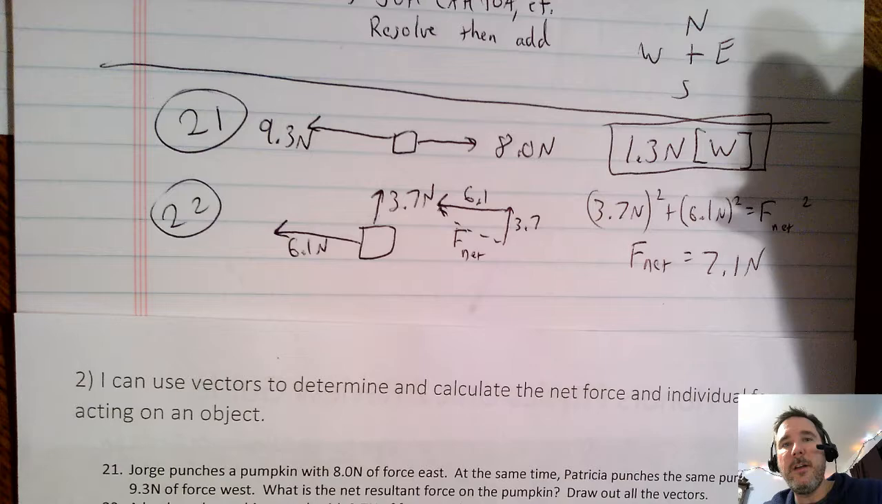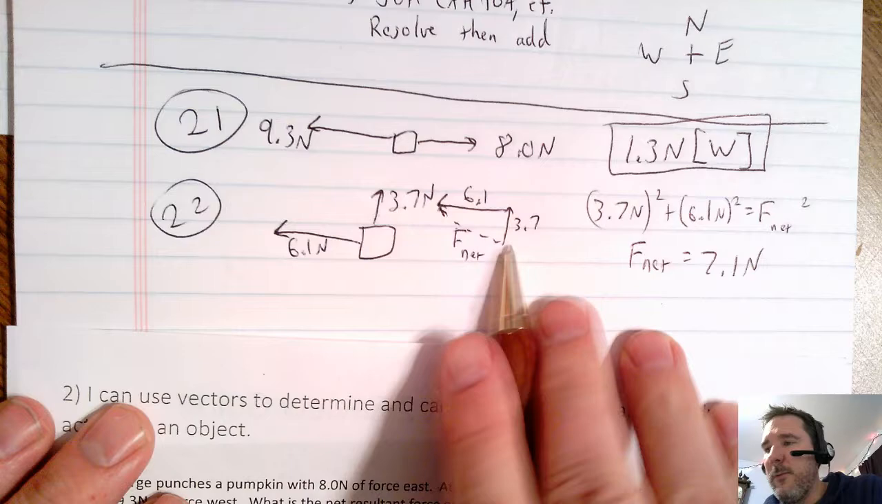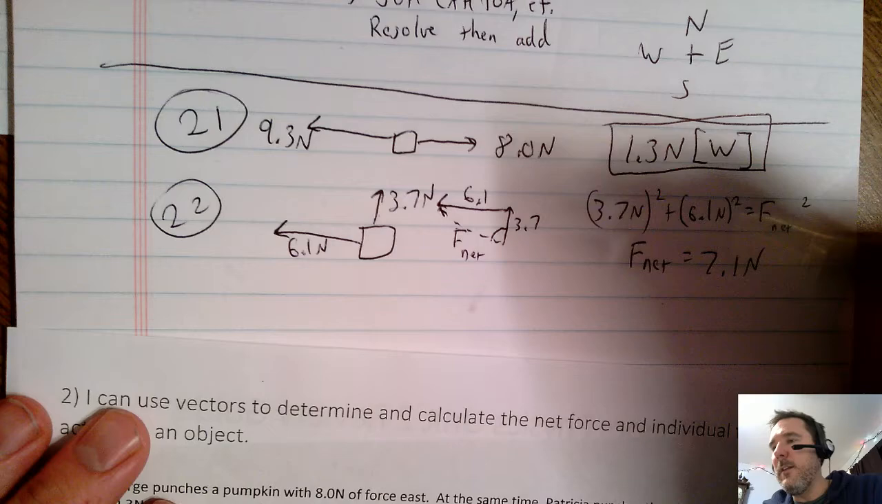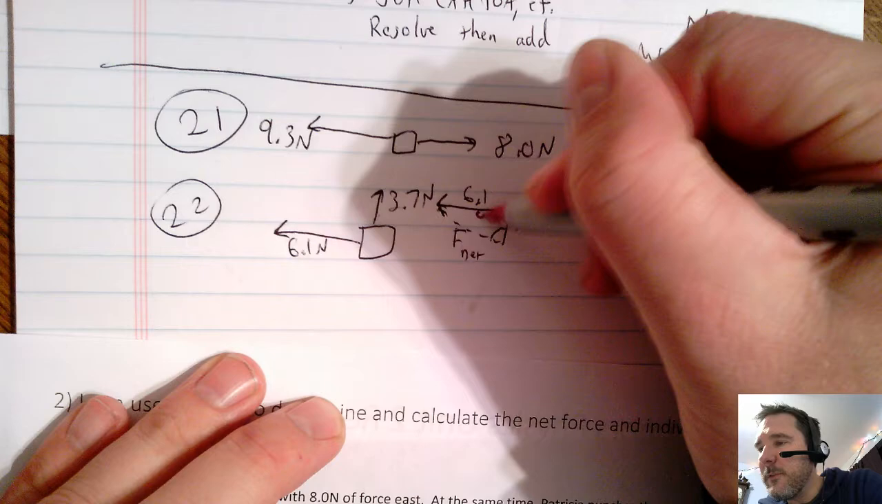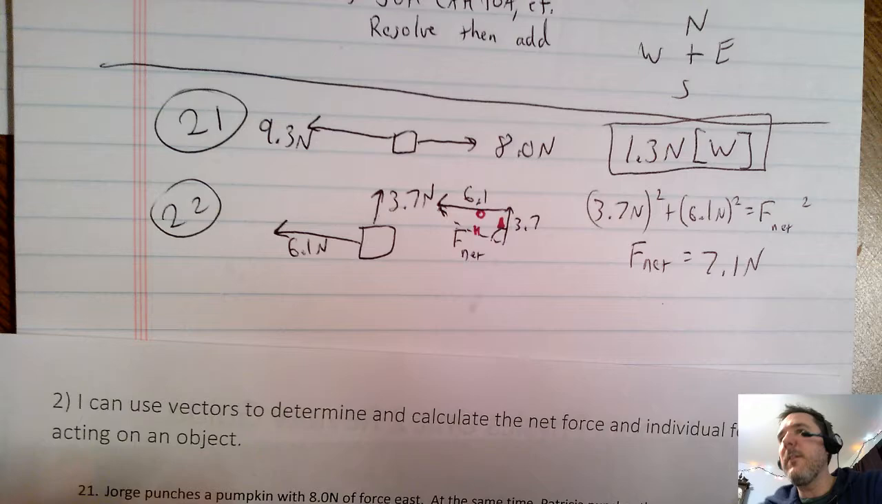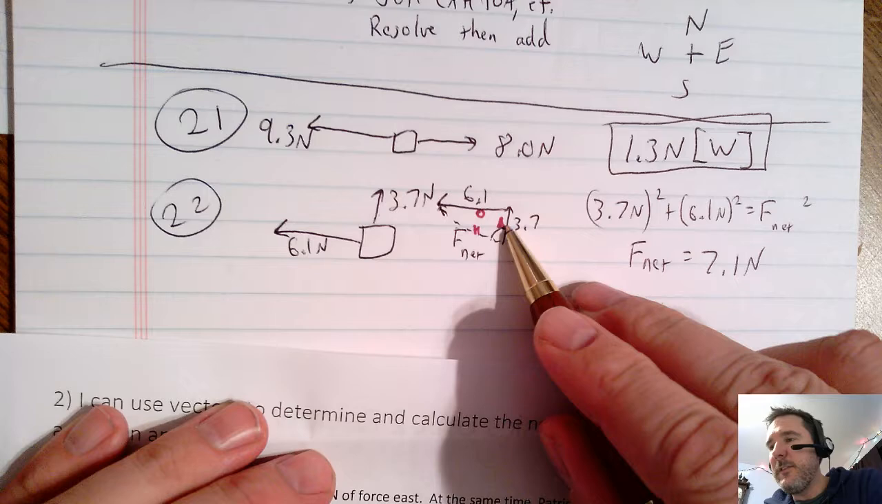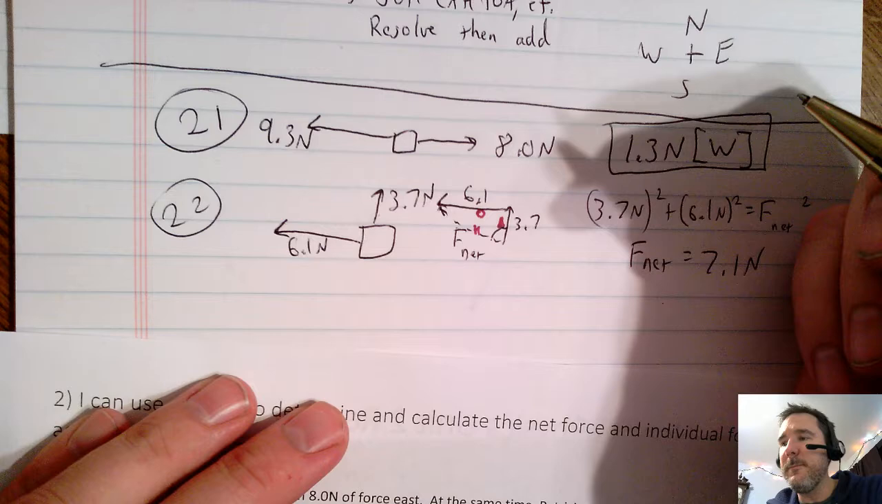I went to the north first, and then I went to the west. So I'm going to call this my angle. And if you remember, here's my angle, this is my opposite side, this is my adjacent side, and this is my hypotenuse. So I got opposite and adjacent, so I'm going to use inverse of TOA.